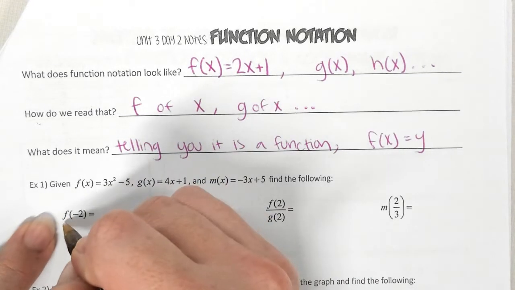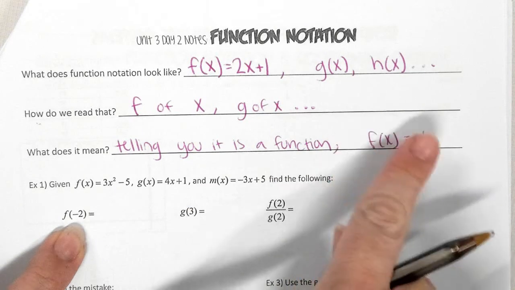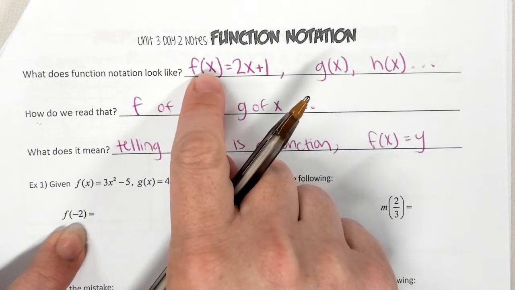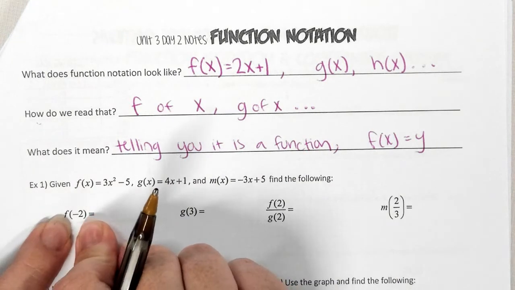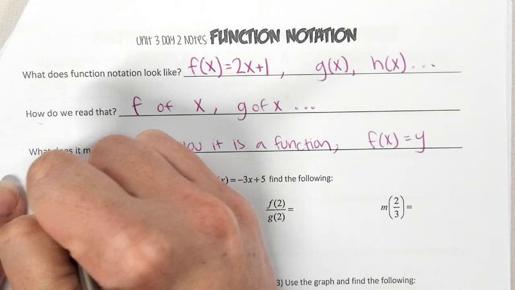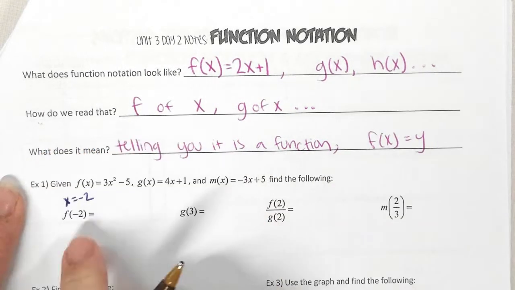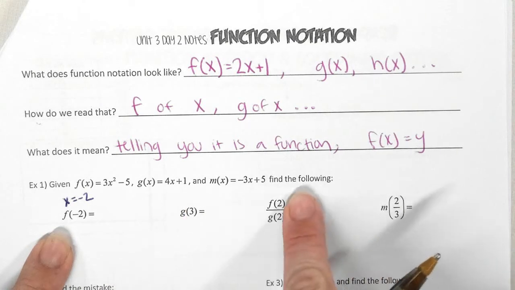well, I want you to realize it's f of negative 2. Well, what normally goes inside those parentheses? That x, right? So if I don't have an x, I have a negative 2. What is that telling me x equals? Yeah, so we know x equals negative 2. It has an f in front, so we're talking about the f equation.